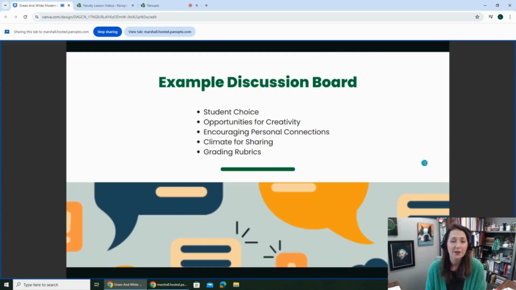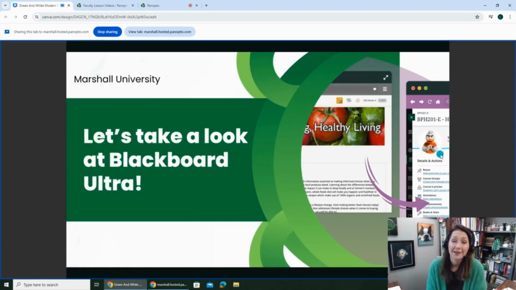But I don't want to let you go until we actually look at an example discussion board within a course of mine. Now, this example discussion board gives student choice. It gives the students an opportunity to be creative. It encourages a personal connection by allowing them to see something in their own world, and they can share the results or their efforts with other students. And of course, we have that educational foundation of the grading rubric. So let's take a look at that within Blackboard Ultra.